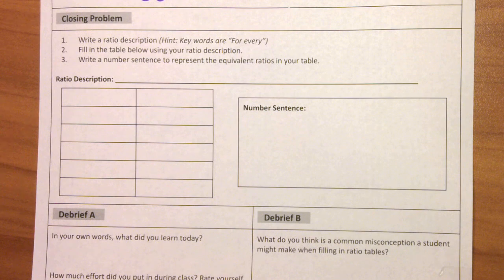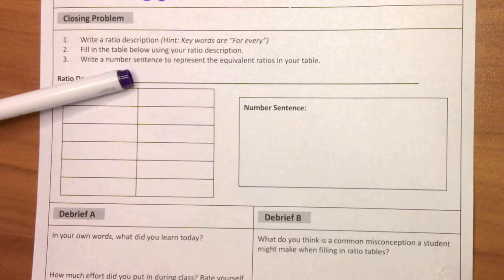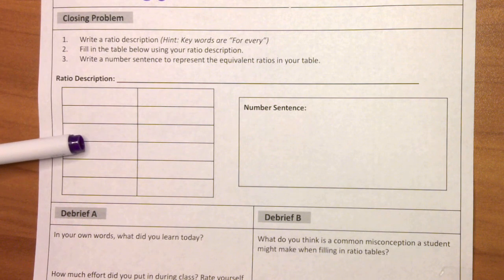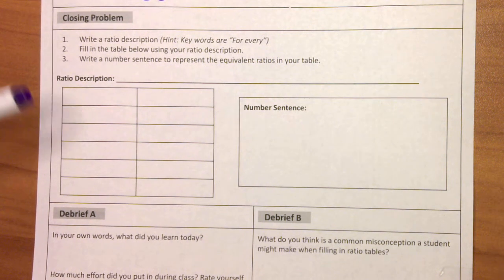Our closing problem says write a ratio description. A hint is to use the keywords for every. So for every 2 dogs, there's 3 cats, something like that, where you come up with your own and write it here. Then from your ratio description, you will fill in the ratio table, and then you'll write a multiplication and division number sentence. Come back to the video once you've done that.